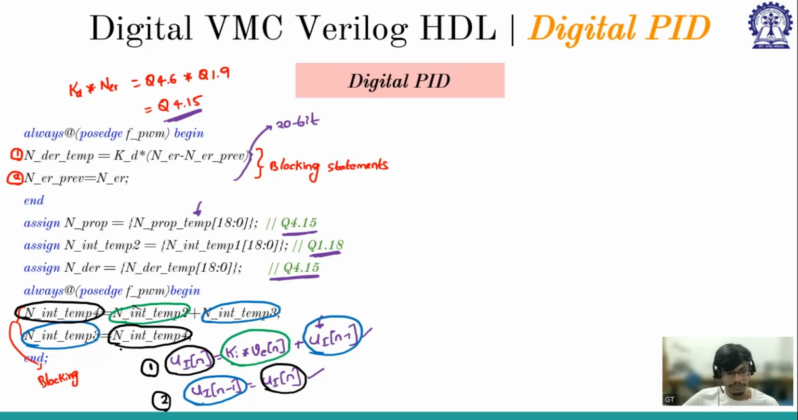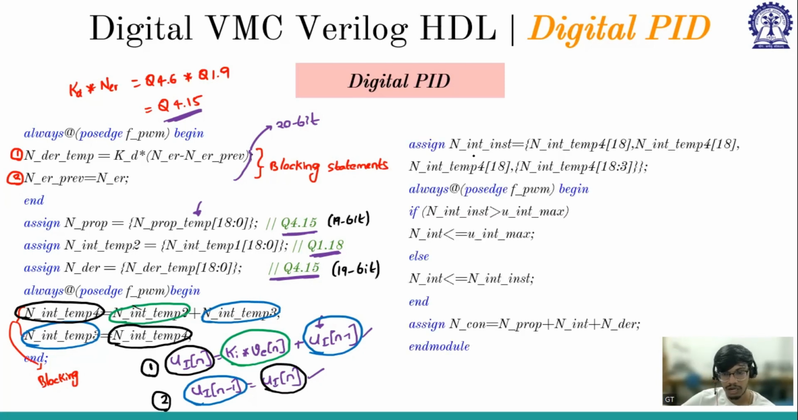So now our ui of n is n int temp4, and we have n prop 19-bit as well as n der, which is also 19-bit. So now what is needed? Now we have to accordingly add them. But before we add them, SAR is doing what we had discussed: n prop, n int, n derivative.